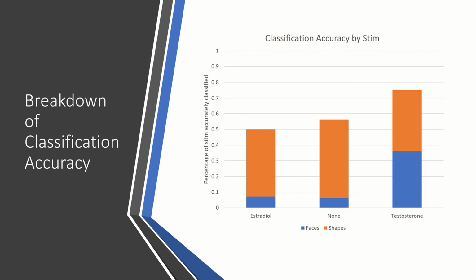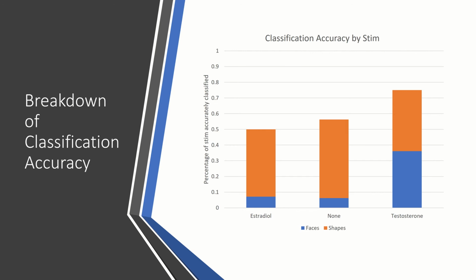This is the same axes and units, so it's accuracy on the Y, and orange is how accurate it was in identifying shapes, and blue is how accurate it was in classifying faces. Overall, it was much more accurate with shapes, but with testosterone, it was much better with faces.